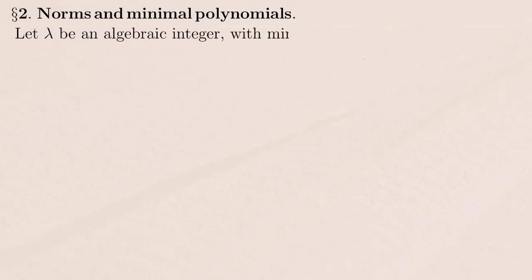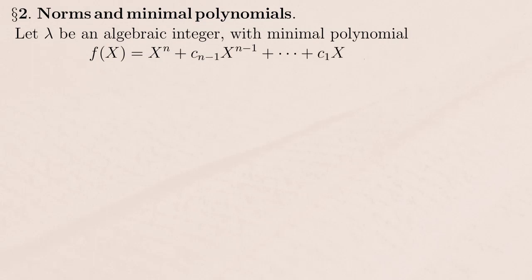Section 2. Norms and minimal polynomials. Let lambda be any algebraic integer now, with minimal polynomial f of x, which is x to the n plus c_{n-1} x to the n minus 1 plus ... plus c_1 x plus c_0, where all of these c_i are integers.